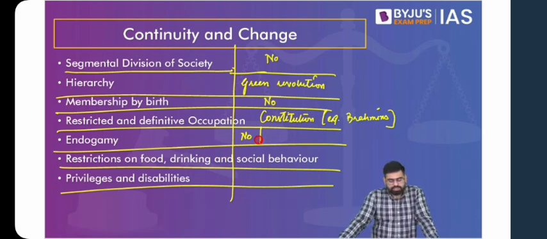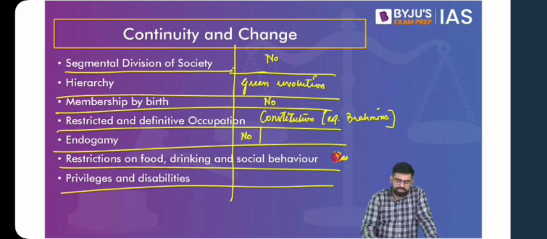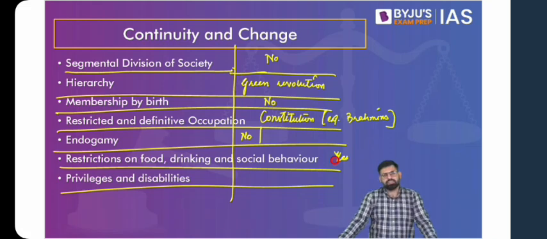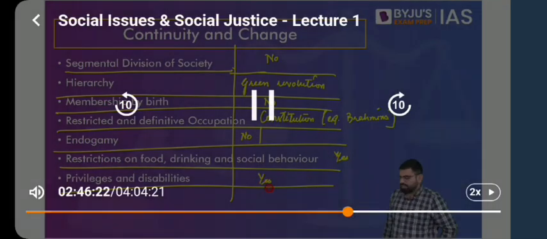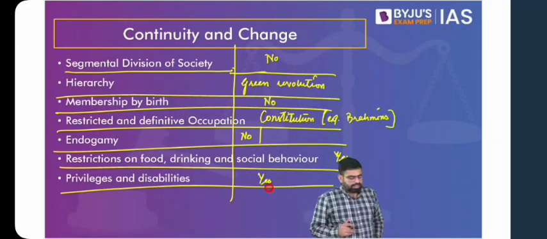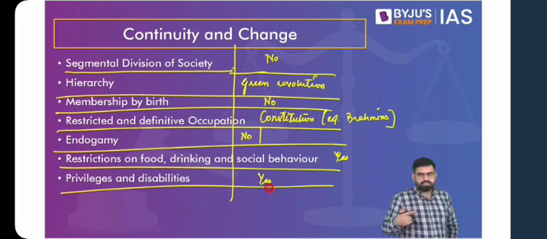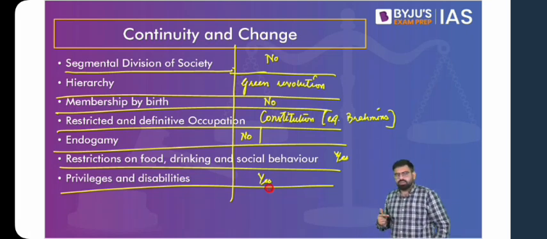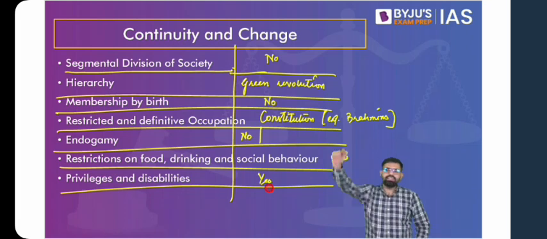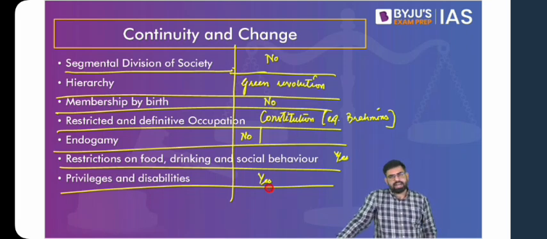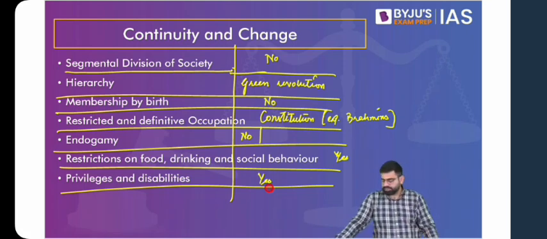Then restrictions on food, drinking, and social behavior, you can say that it has absolutely changed. There are no restrictions on anyone for that matter. There are no privileges or disabilities on anyone for that matter. But you still find that these privileges and disabilities still exist. The practice of endogamy still exists. People still follow the caste norms, but increasingly they are being challenged. So we cannot completely say that the caste system has changed, and also we cannot say that it has remained the same over the years. So there have been changes. Plus, we have talked about various exceptions to various features as well.